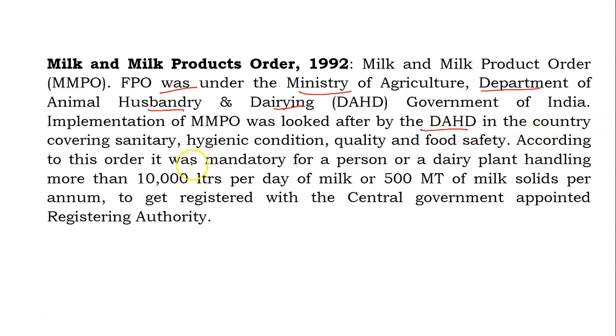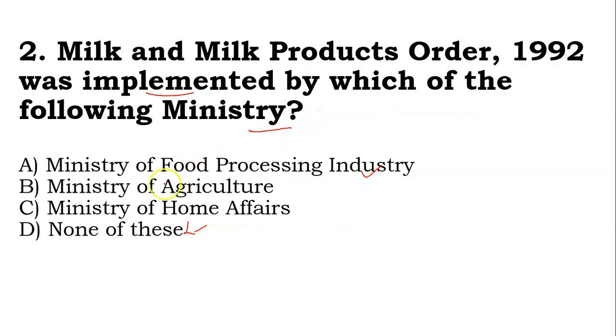And what was the purpose? It covered sanitary and hygienic conditions, quality and food safety, and according to this order, it was mandatory for a person or a dairy plant handling more than 10,000 liters per day of milk or 500 metric tons of milk solids per annum to get registered with the central government appointed registering authority. So it was looked after by the Department of Animal Husbandry, and our answer will be Ministry of Agriculture.